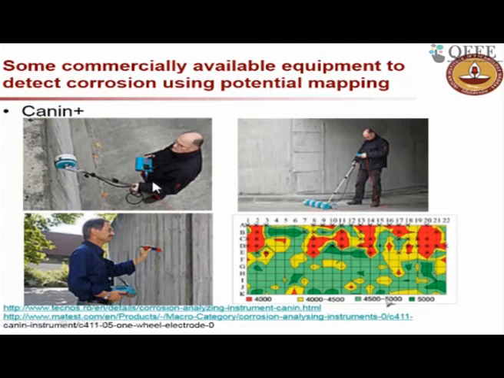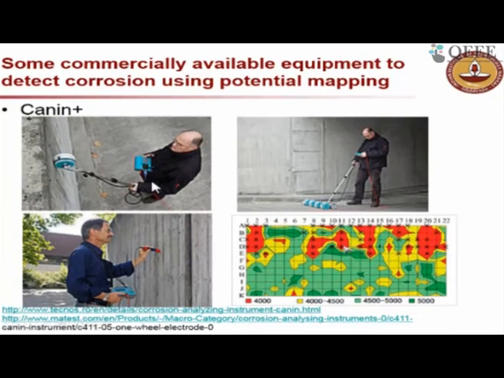How do you tell that? By making a contour plot, where you see here some region with red color, they have much more negative potential than the other regions, which indicate that those regions are highly vulnerable to corrosion. So the more negative the region, the more the chance of corrosion. That's how we look at it.